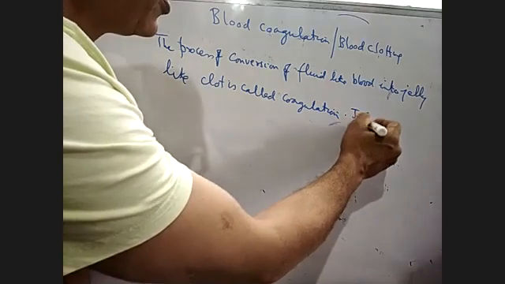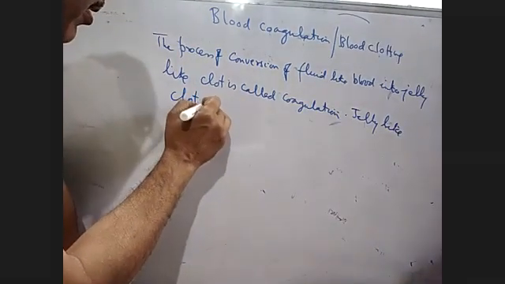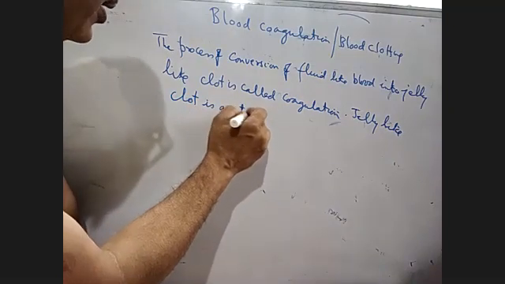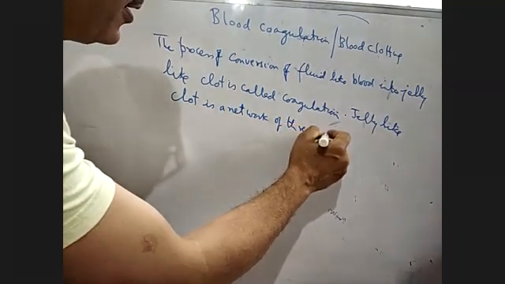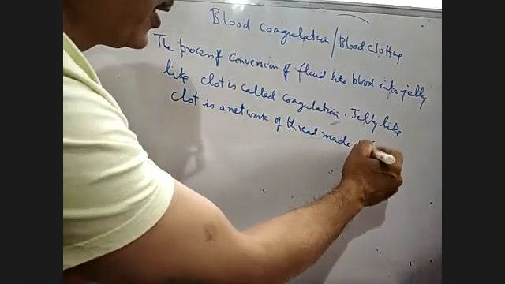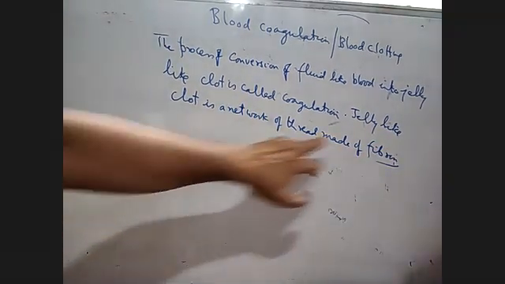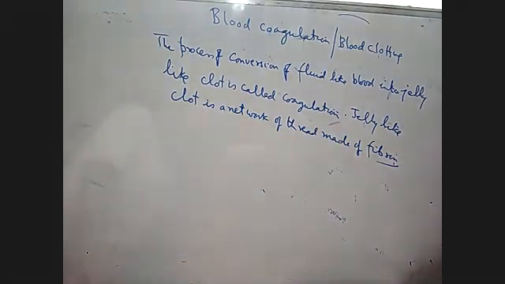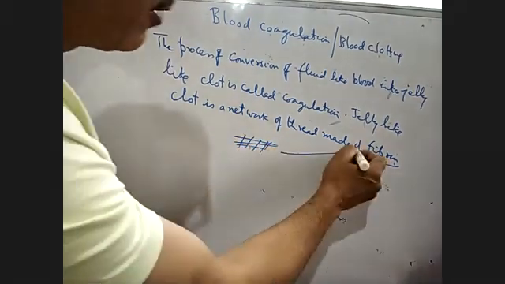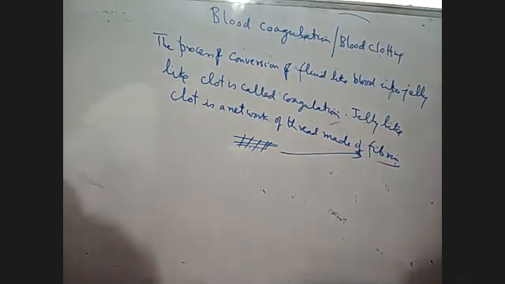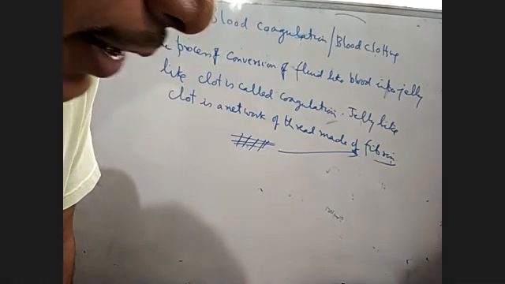The jelly-like clot is a network of threads made of fibrin. So the jelly-like clot is a network of thread, and this thread is called fibrin. Now we go to the factors involved in the clotting.